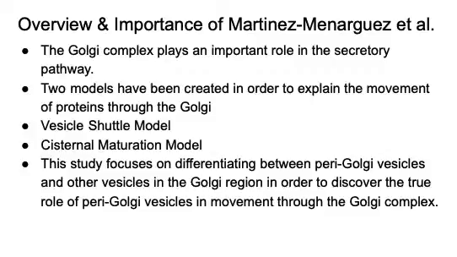The Golgi complex plays an important role in the secretory pathway. It is the central organelle for newly synthesized proteins. They travel through it to get to their final destination. Two models have been created in order to explain this movement. That's the vesicle shuttle model and the cisternal maturation model, which is also known as the cisternal progression model.